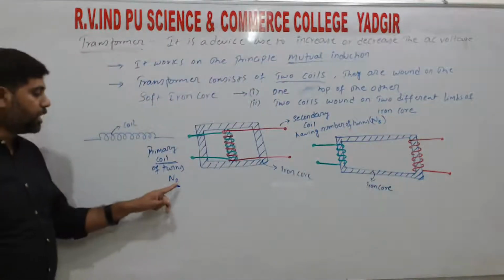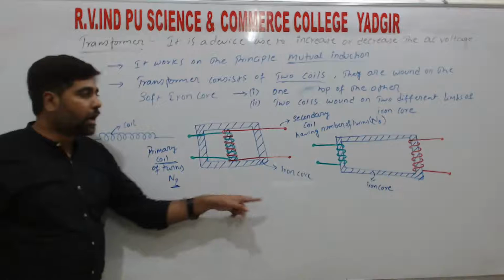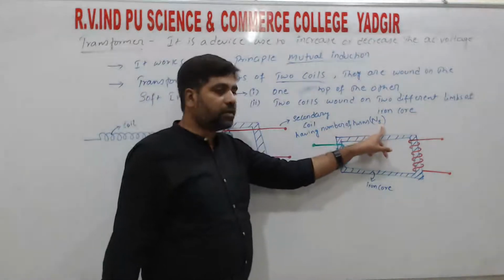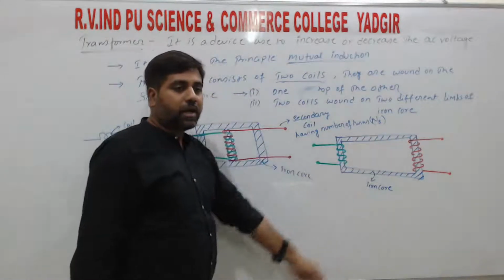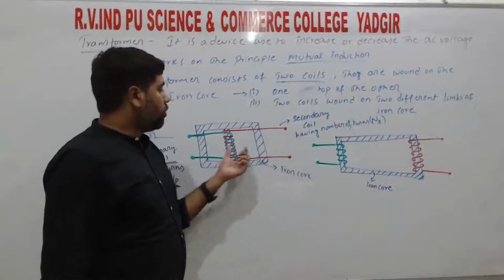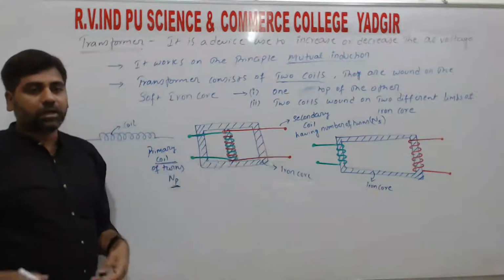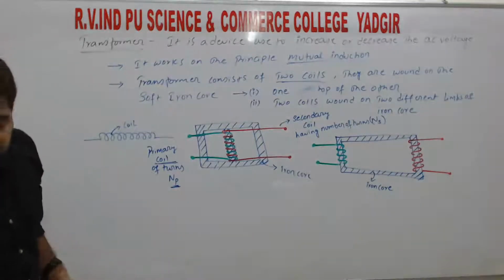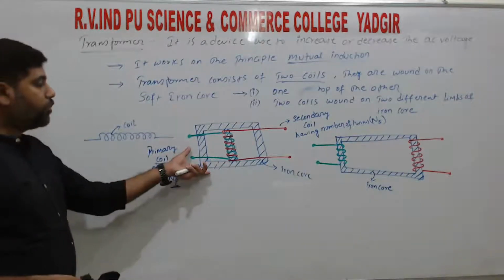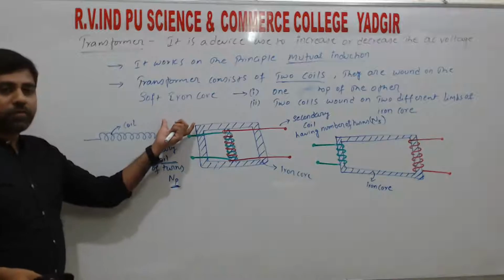So suffix P represents what? Primary coil. And here suffix S represents what? The secondary coil, right? One we call the primary coil, the other we call the secondary coil, right? So next, this is the basic construction of the transformer.